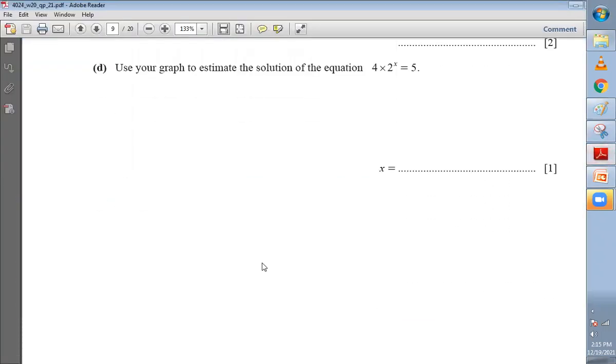Okay. Now the next part is coming up on your screen: use your graph to estimate the solution of the equation 4 into 2 raised to power x equals 5.